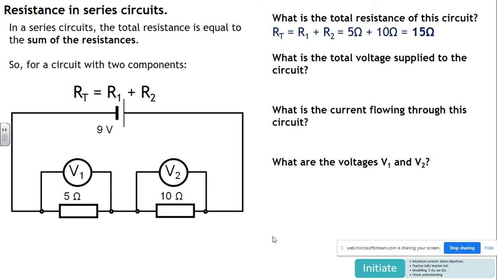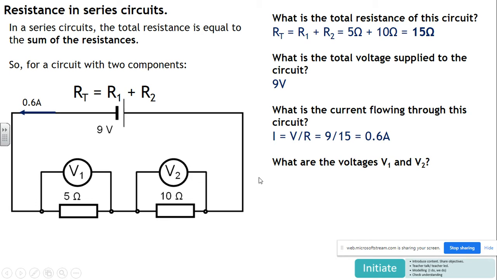What is the total voltage supplied by this circuit? What's the energy giver in this circuit? There's only one here. That must be, I can hear you from here, 9 volts. Okay, that's fairly simple. The third question is, we've got to apply a formula. What is the current flowing through this circuit? How much current will be going through this circuit? And we can work that out because we know the total resistance of the circuit, and we know the voltage of the circuit.